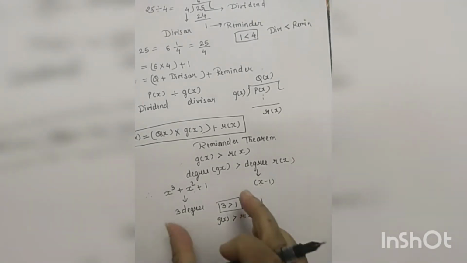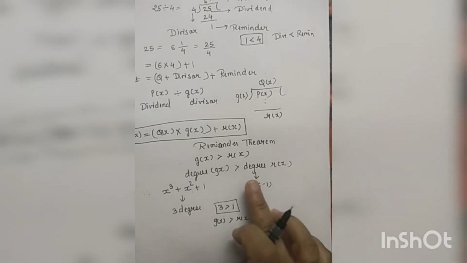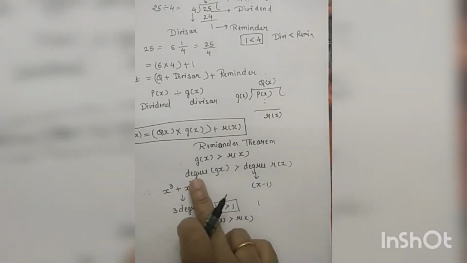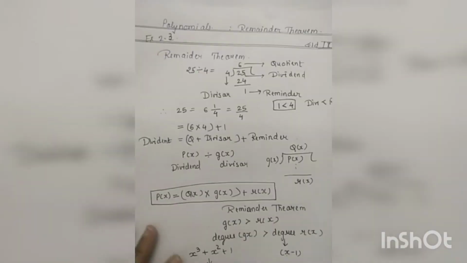So the same way as we use it for numbers, we use the same thing in a polynomial. So g of x is the divisor, and its degree should always be smaller than the divisor's. Okay, now let's take one example, how to solve the sum. First we will understand the remainder theorem.